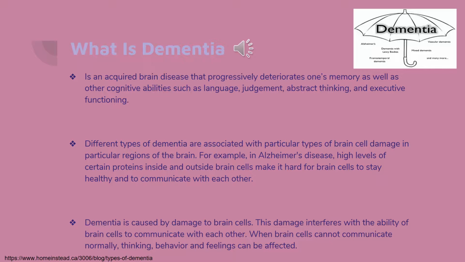Dementia is caused by damage to brain cells. This damage interferes with the ability of brain cells to communicate with each other. When brain cells cannot communicate normally, thinking, behaving, and feelings can be affected. I also want to mention that dementia is an umbrella term, meaning there are different types as well as different names. And one of the most common types of dementia is Alzheimer's disease.